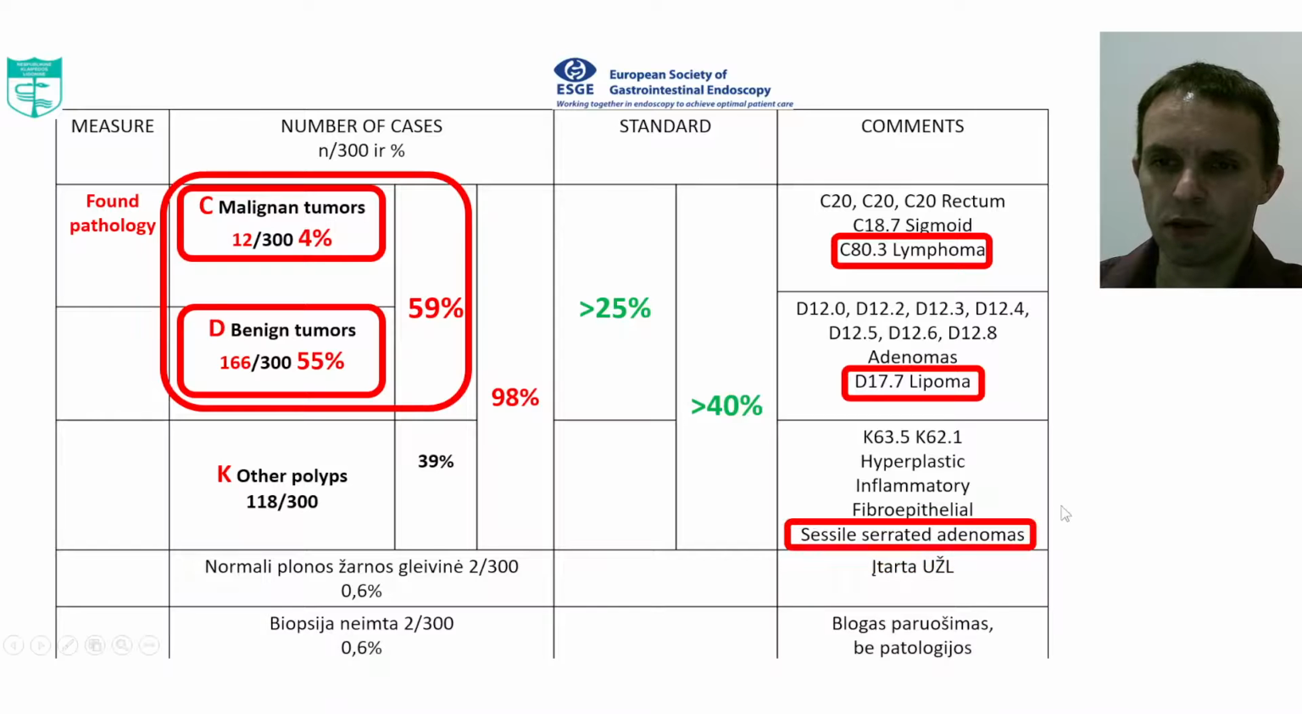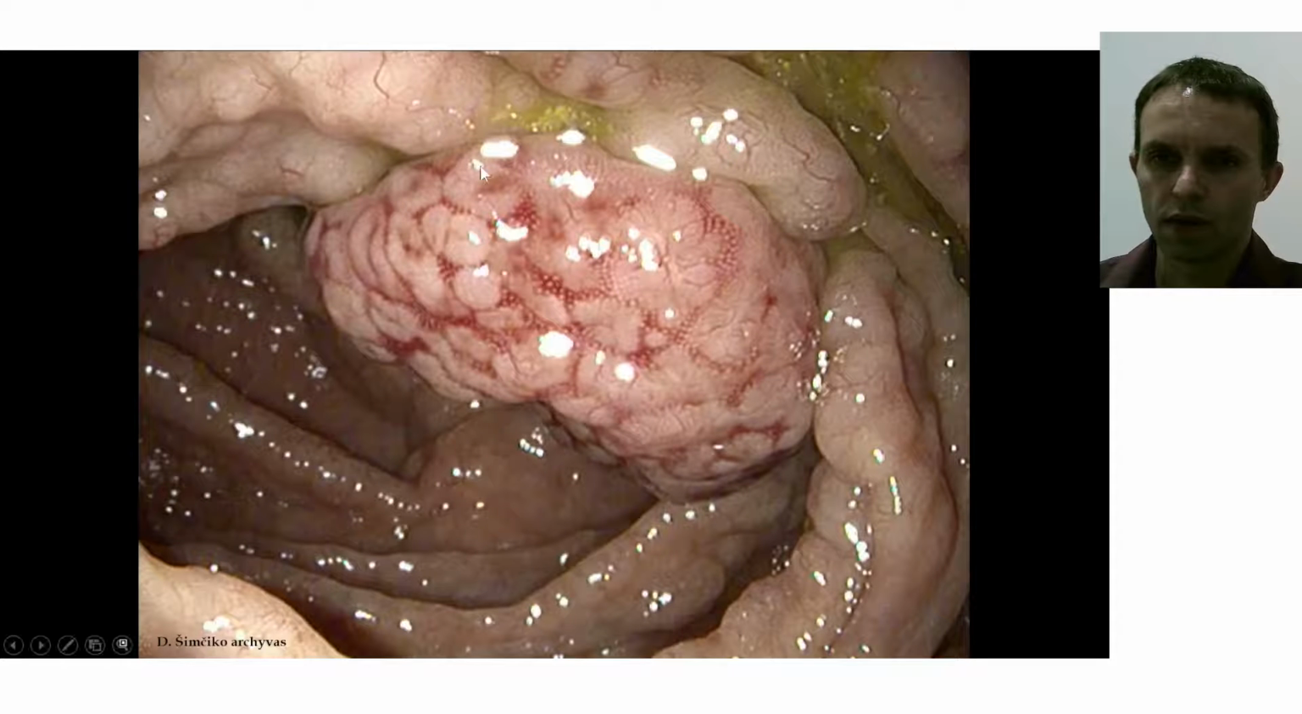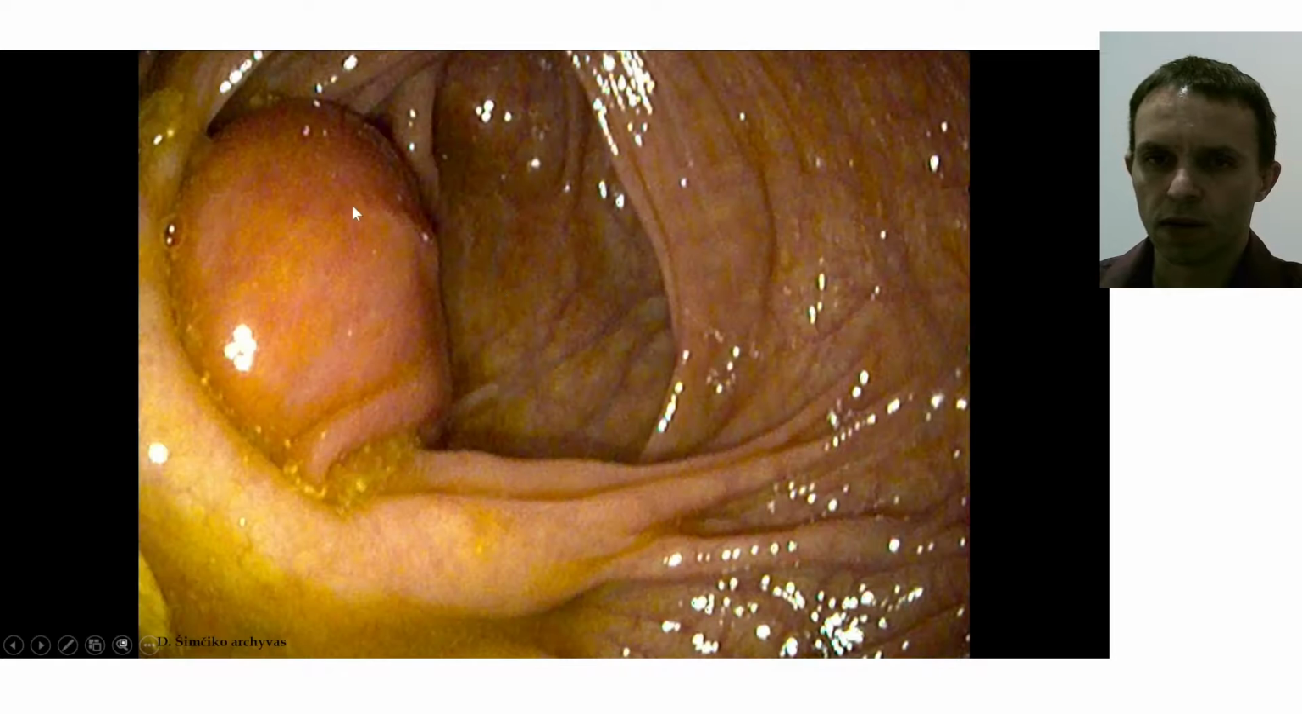But I must mention the fact that sessile serrated adenomas, which actually are precancerous lesions, are under the K code, which is considered not to be a precancerous lesion. So finding so many adenomas and cancers, I think we do a really good job. This is the picture of the lymphoma that I mentioned, and this is the picture of lipoma near the ileocecal valve.